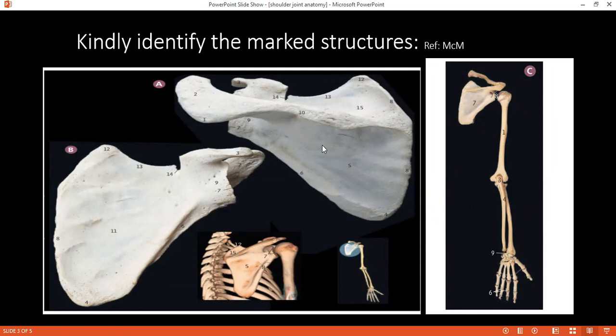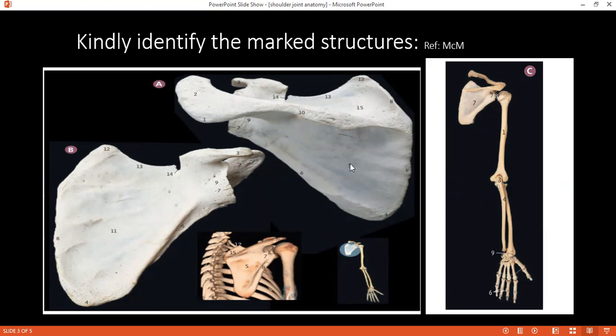What is this 10? This is the spine on the posterior surface of the scapula. 15, please. This is the supraspinatus fossa. What attaches here? This attaches the supraspinatus muscle, responsible for stability of the shoulder joint.